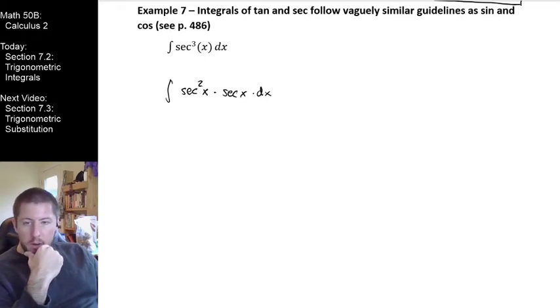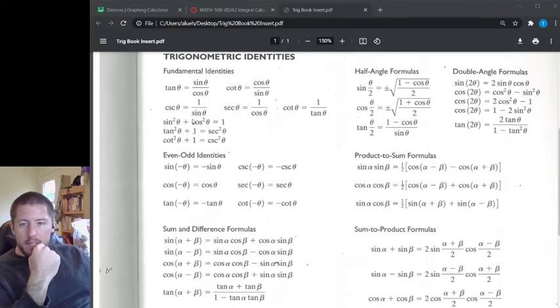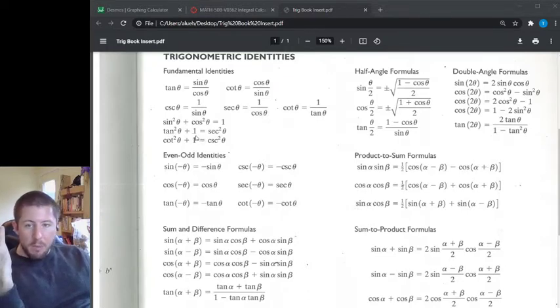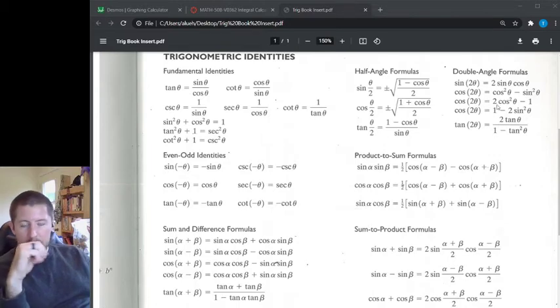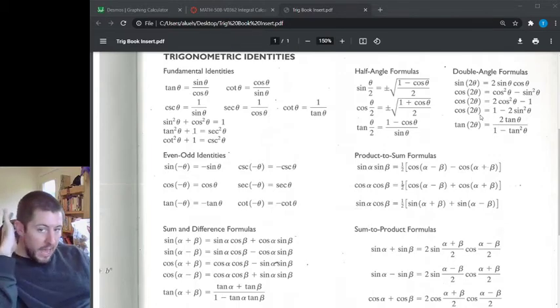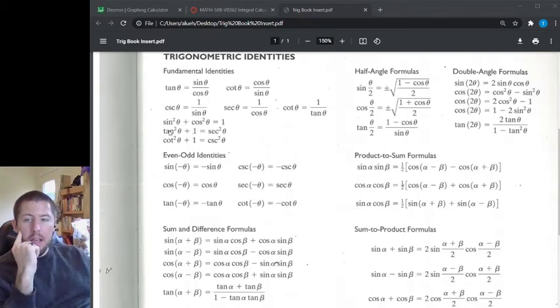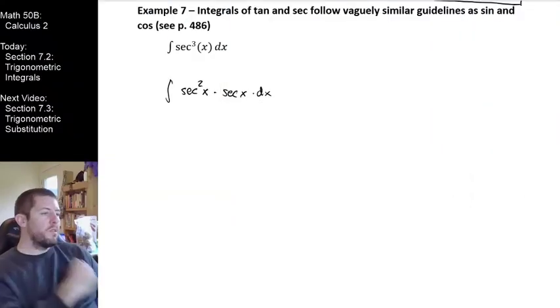So popping over real quick, secant squared. It looks like secant squared is the same thing as tangent squared plus 1. Let's see if that's helpful to us, because I know that there is no secant squared anywhere else on this page, so I'm pretty hopeful that that's actually going to be useful to me. Otherwise, I got to rewrite secant squared as 1 over cosine squared and see if I can do some manipulations, but I'm hoping that's not the case. So tangent squared plus 1 is secant squared. Let's see if that's going to be useful to us.